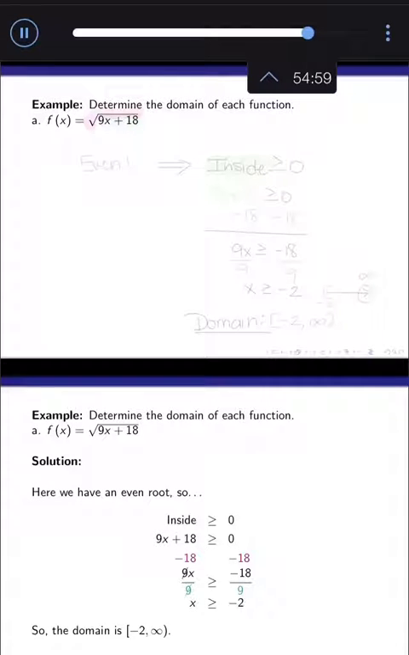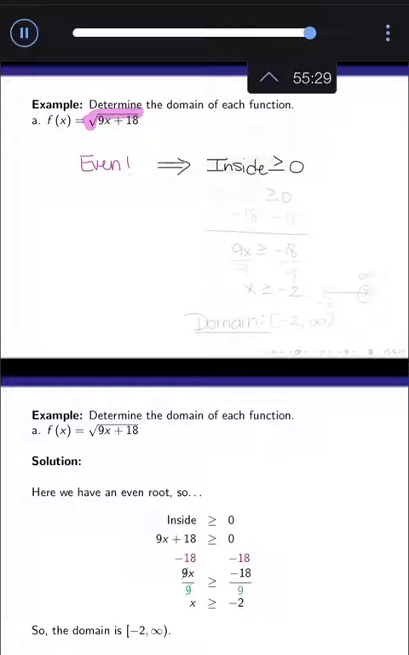So this first one, if I'm looking to find the domain, I need to first look at what kind of root this is. Well, it's a square root, which means that it's an even root. If it's an even root, I'm worried because then I have to make sure that the inside of the root needs to not be negative. It needs to be greater than or equal to 0.